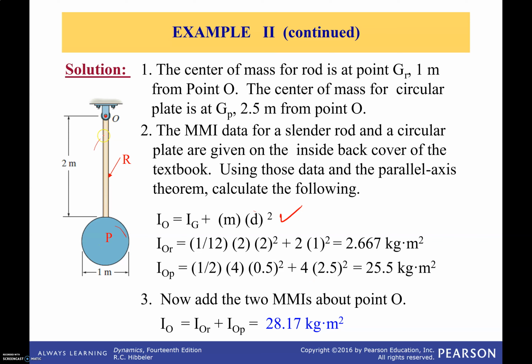You can find the moment of inertia of this piece in a table. That is this IG here, and the moment of inertia of this one about the center of mass here. Then you apply the parallel axis theorem to both, here and here, and you get these two numbers. Then you add the two numbers, and you get the moment of inertia of this piece about O.